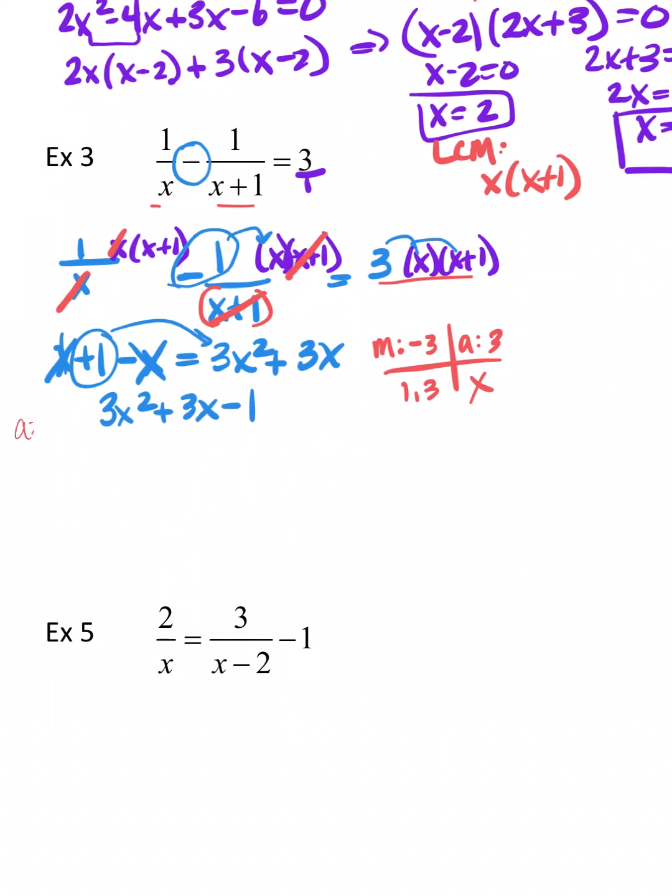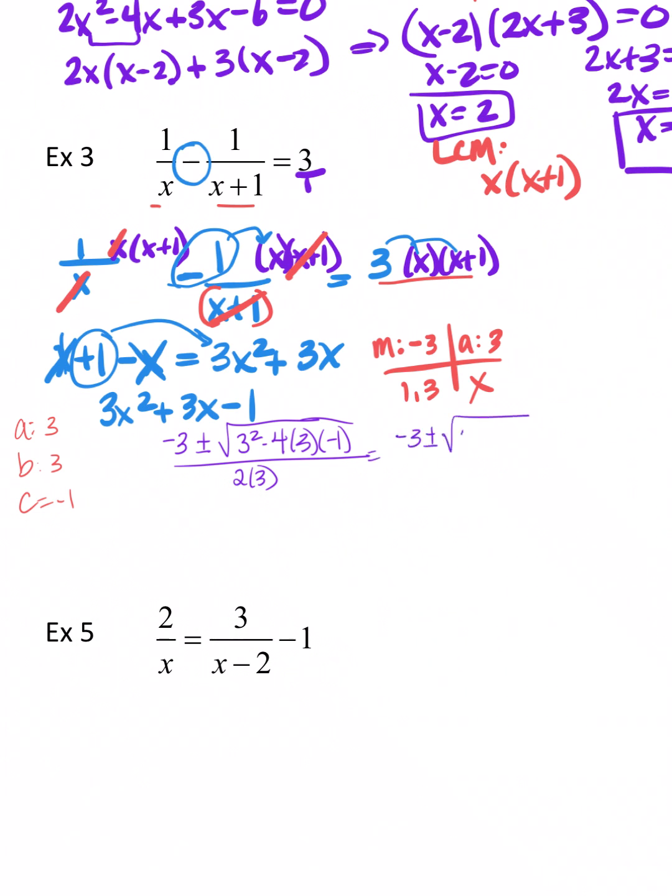So let's think about this. My a value would be a 3, the b value would be a 3, and the c value would be a negative 1. So let's do this. Negative b plus or minus the square root of b squared minus 4 times a times c, over 2 times a. All right, let's clean this up a little bit and see where we end up. Negative 3 plus or minus, so this is 9. Negative times a negative makes it positive, plus 12, over 6. All right, so this is 21.